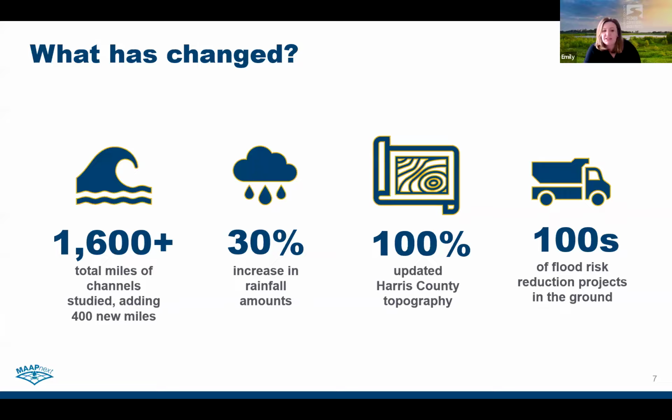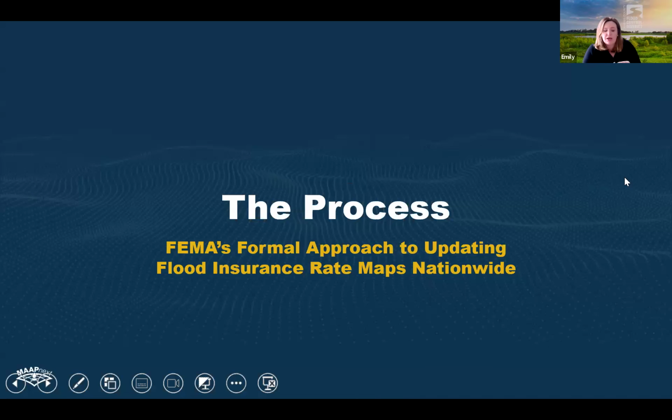The maps also use updated topographic data for Harris County, which gives us a better picture of how water might move across the landscape based on what is on the ground today. And then finally, the modeling really represents hundreds of flood risk reduction projects that had been constructed in the interim period and are now in the ground. So these maps are not just a routine update, right? This is a real level set to reflect better data, more detailed modern modeling, and a more current understanding of current conditions across the county.